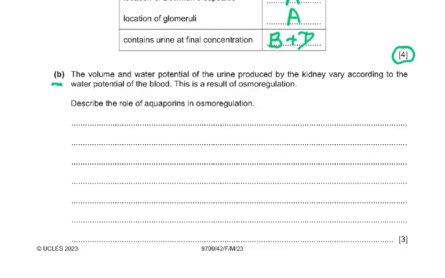Now coming to the B part of the question, the volume and water potential of the urine produced by the kidney vary according to the water potential of the blood. This is a result of osmoregulation. Describe the role of aquaporins in osmoregulation. So aquaporins in osmoregulation, 3 marks. Now before you continue with the video, please pause the video and write your points on a piece of paper and see do they tally with my answer or not.